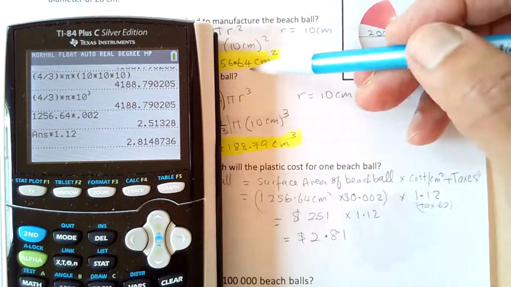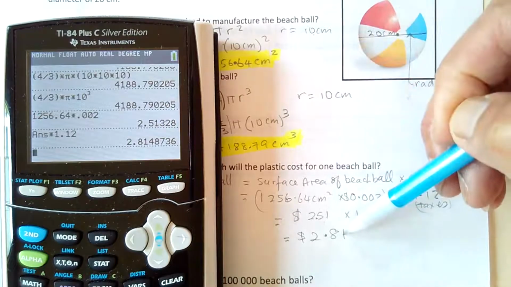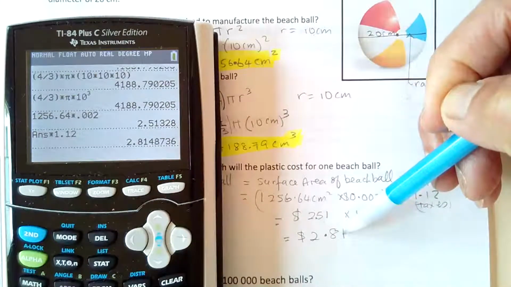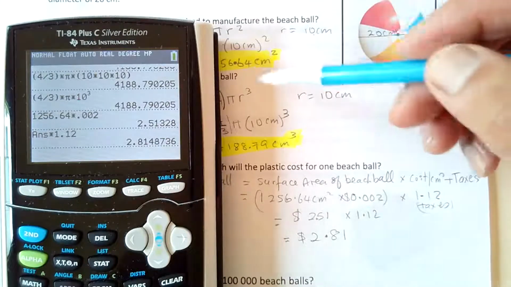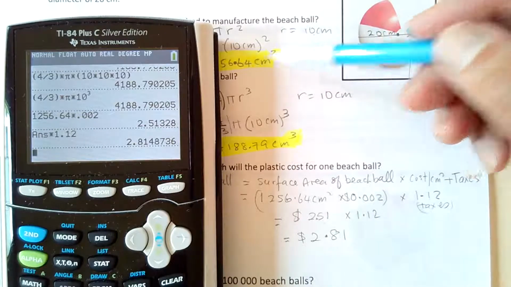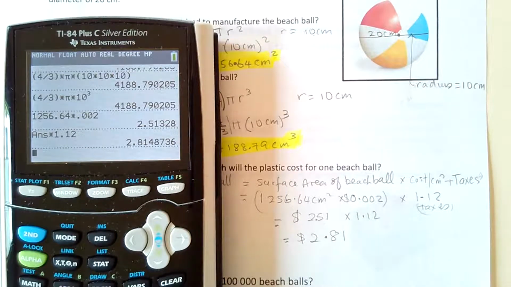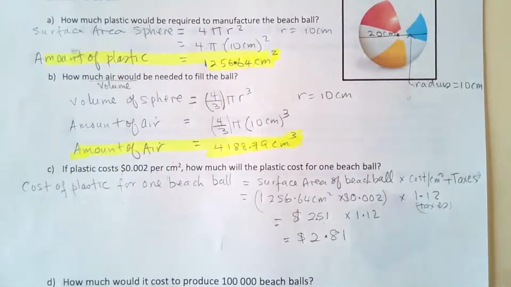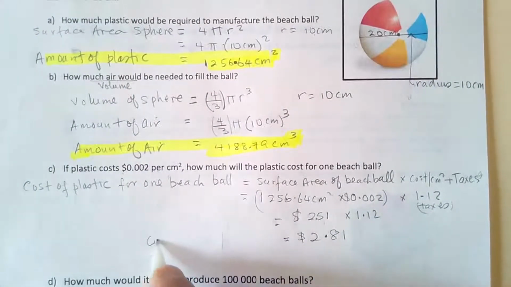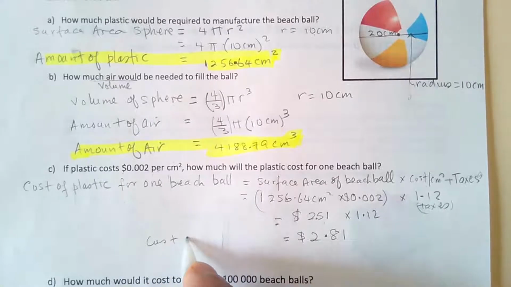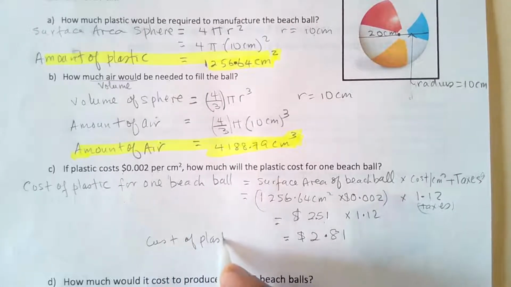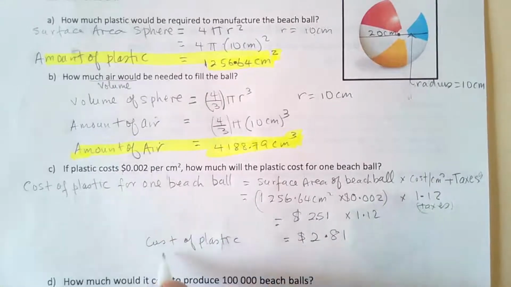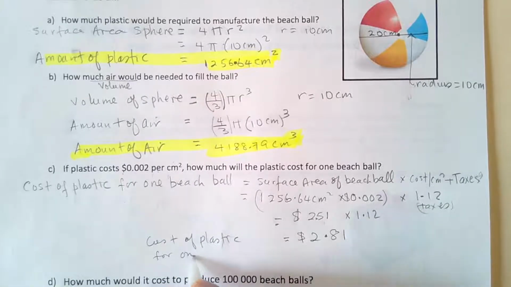Now, if you had rounded your answer to one decimal place earlier, you'll have a different result here. It would be $2.80, which is slightly different. So try and put your final answer in two decimal places if you have more than two decimal places. So this is the cost of plastic for one beach ball.